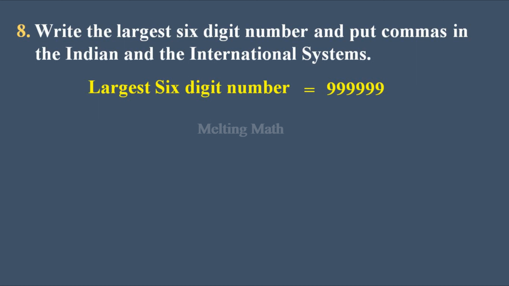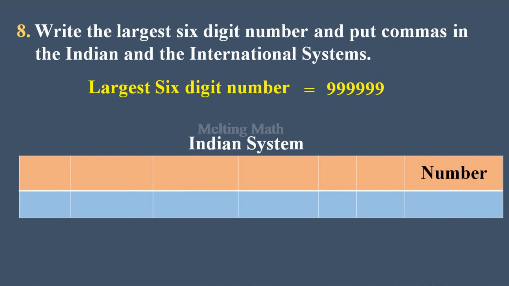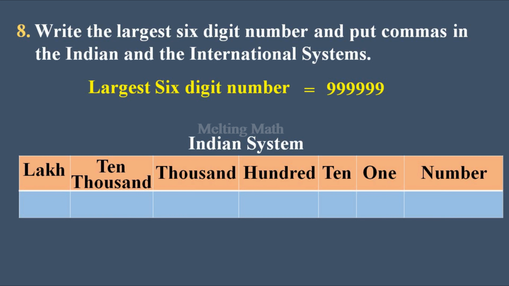So first see the Indian system. Just write the places of each digit according to the Indian system for this number. We know the last digit 9 is in the ones place. Next digit 9 is in tens. Next digit 9 is in the hundreds place. Next digit 9 in thousands place. Next digit 9 in 10,000s place. Next digit 9 in lakhs place. Okay, so now we wrote the places of each digit according to the Indian system.